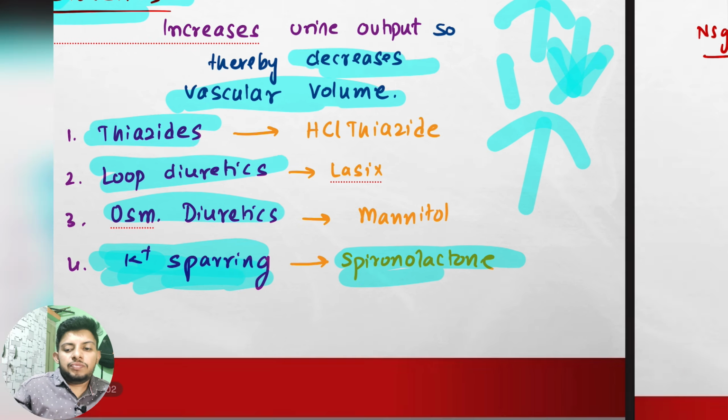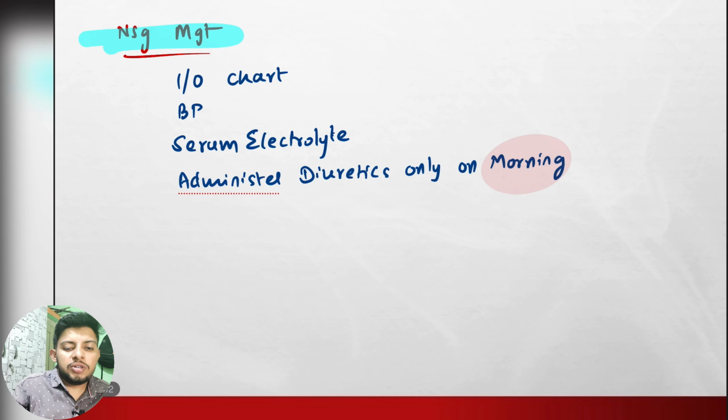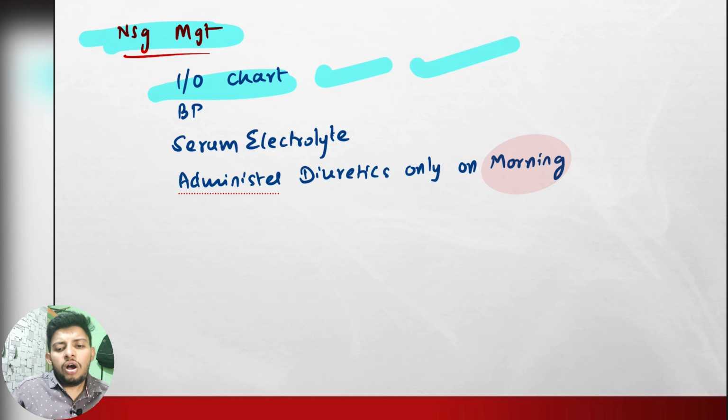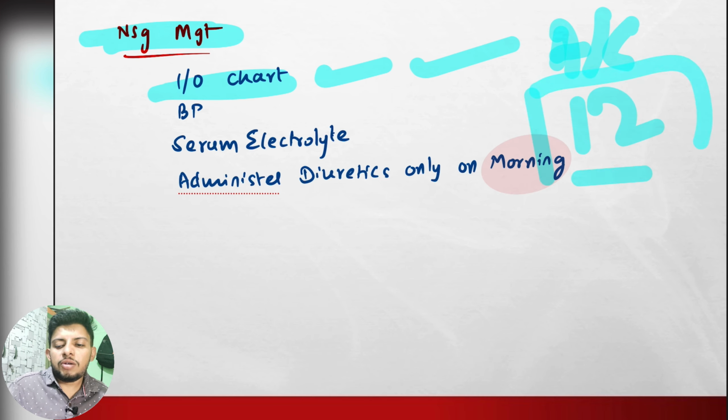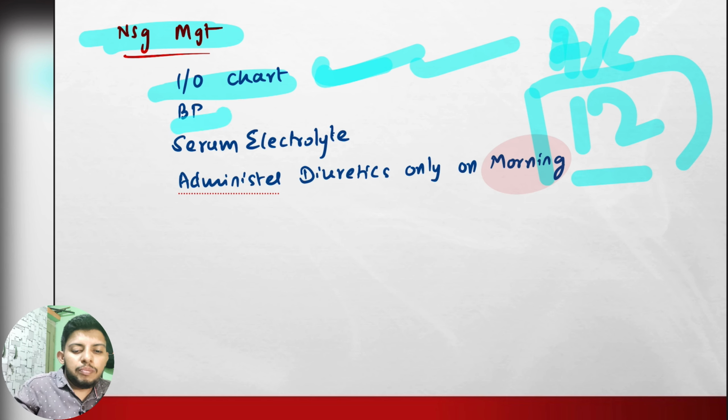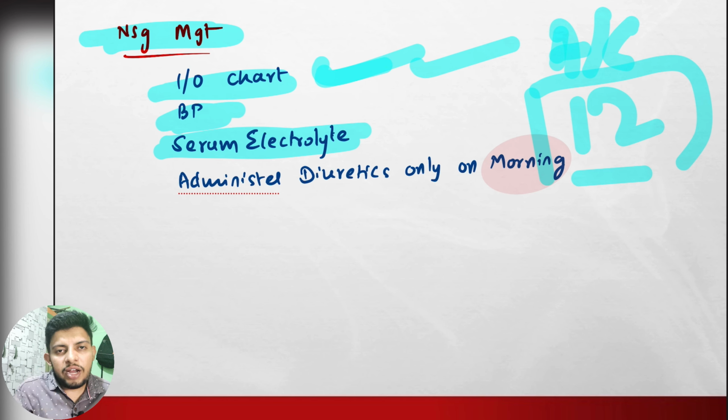Okay, nursing management: you have to maintain the intake and output chart. Per day, or per 6 hours, or per 12 hours, according to the doctor's orders, how much they have asked, that much you have to give the readings. Okay, intake and output chart. BP, you have to check the BP, and the serum electrolyte levels, especially the calcium, potassium and sodium.